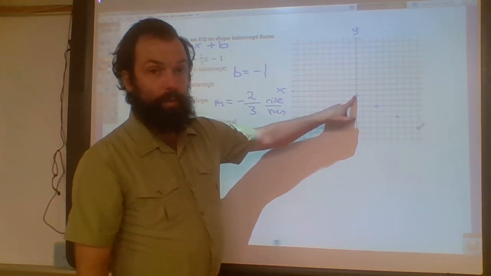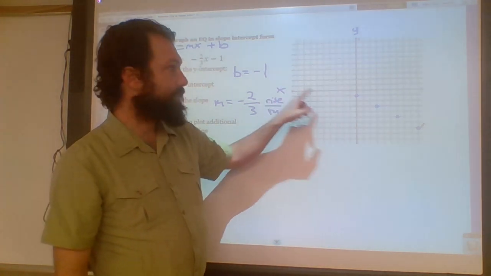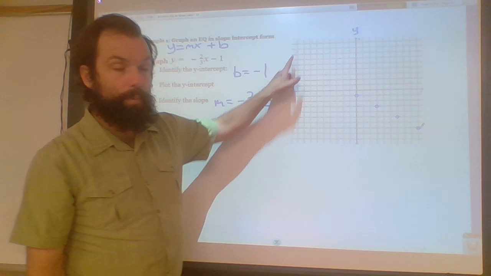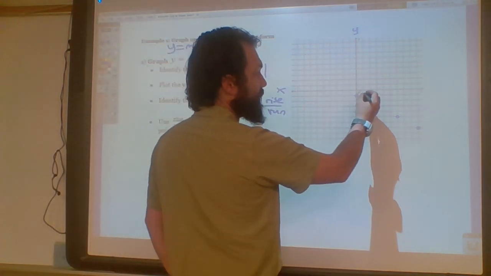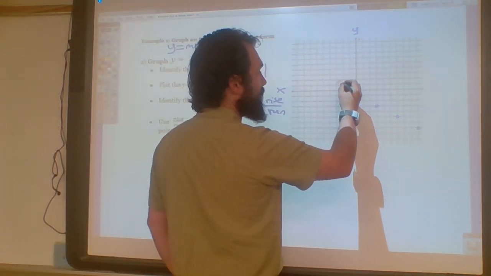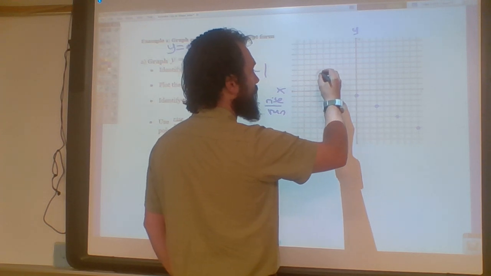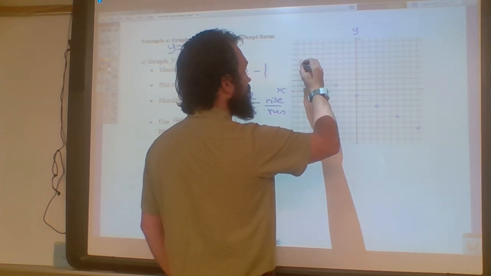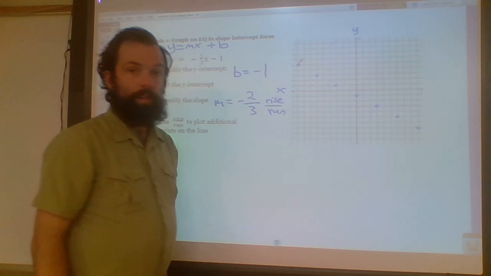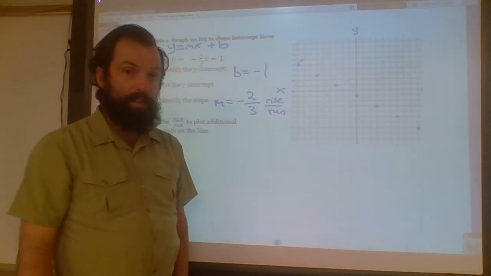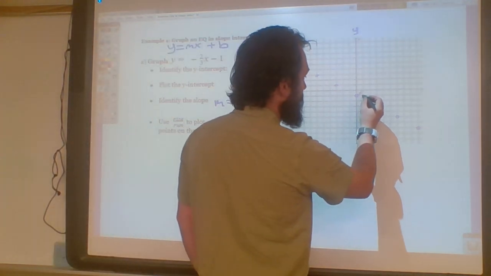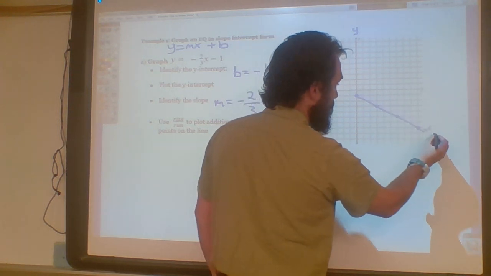Now I can also reverse it and go to the left to find other points on my line going this way. So going back to the y-intercept, I can go up 2 and to the left 3, up 2 to the left 3, up 2 to the left 3. So I found a bunch of points on this line, and I can connect them to complete the graph.